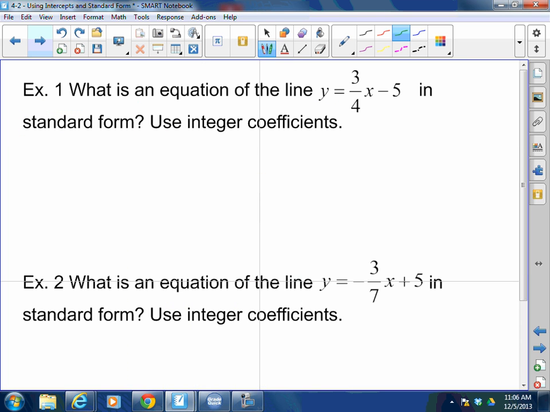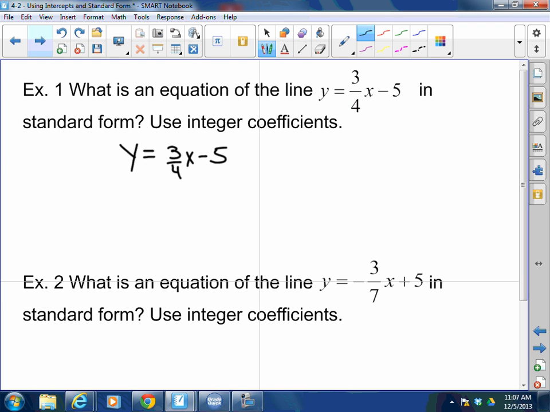Now, let's go back to the first skill, though. The first skill I talked about was writing an equation in standard form. So, what is an equation of the line y equals 3/4 x minus 5 in standard form? Well, I've got y equals 3/4 x minus 5. I want to get the x and the y together on one side, and I want the coefficients of x and y to be integers. So what do you think the first step would be?